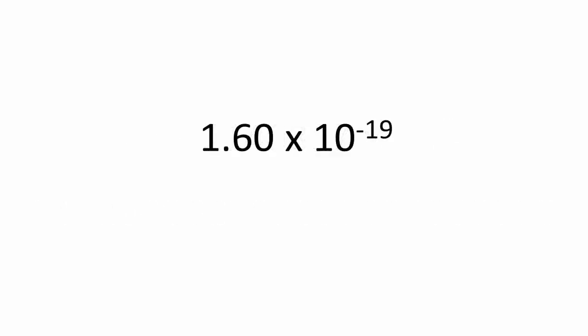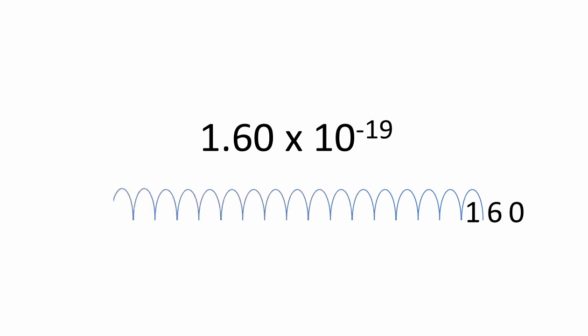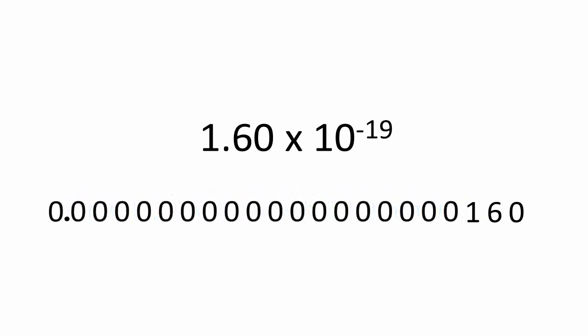Here's the charge on an electron again. This time it's an example of a very small number. Notice that the exponent is a negative number. This means that you have to float the decimal point 19 places to the left to get a more familiar form. Clearly, this is a very small fraction indeed.